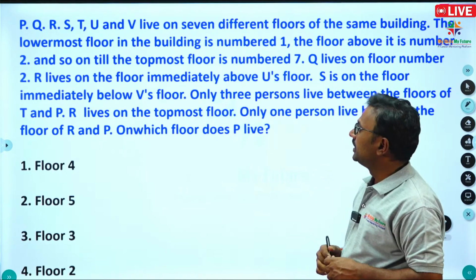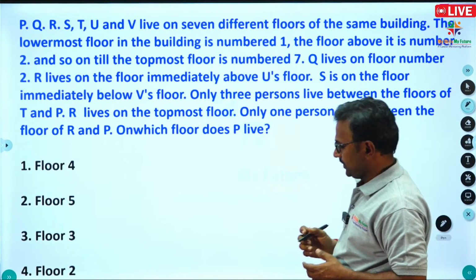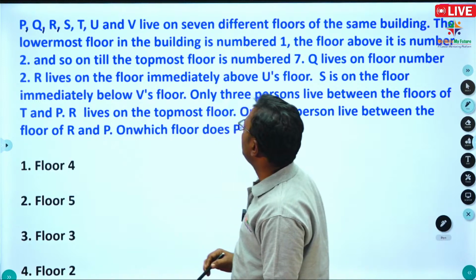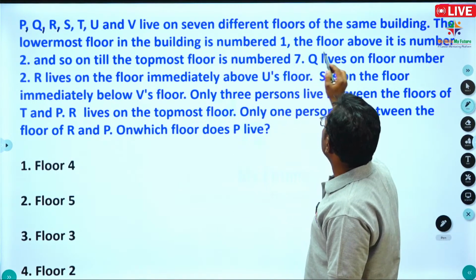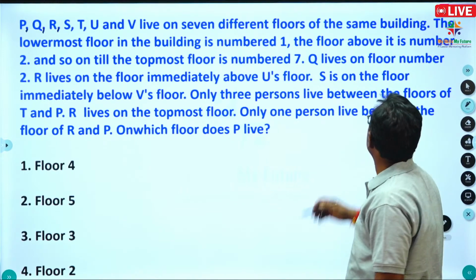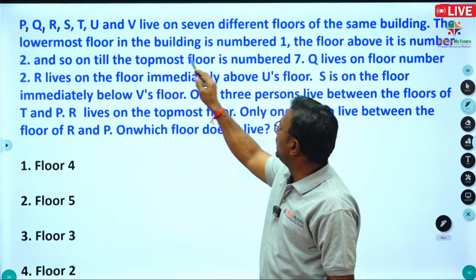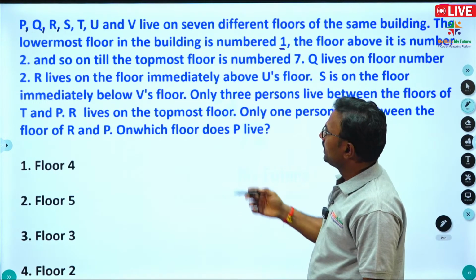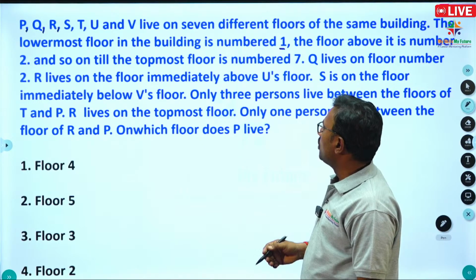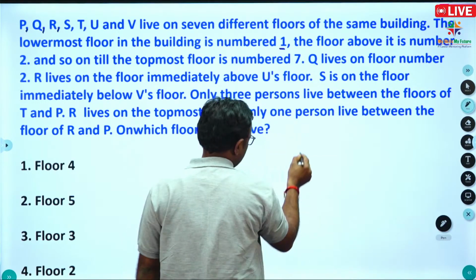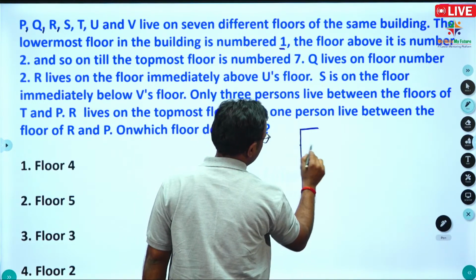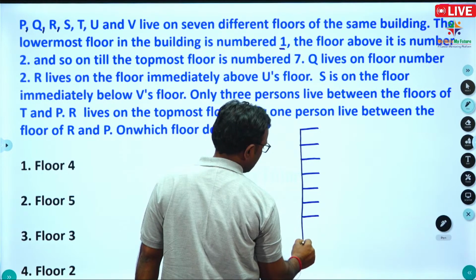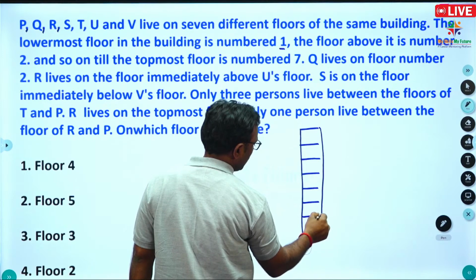See the question here. P, Q, R, S, T, U and V live on 7 different floors of the same building. Okay. So the lowermost floor in the building is numbered 1. The floor above it is numbered 2, and so on till the top floor is numbered 7. There are a total of 7 floors in the building. So 1, 2, 3, 4, 5, 6, 7. So a total of 7 floors are there.